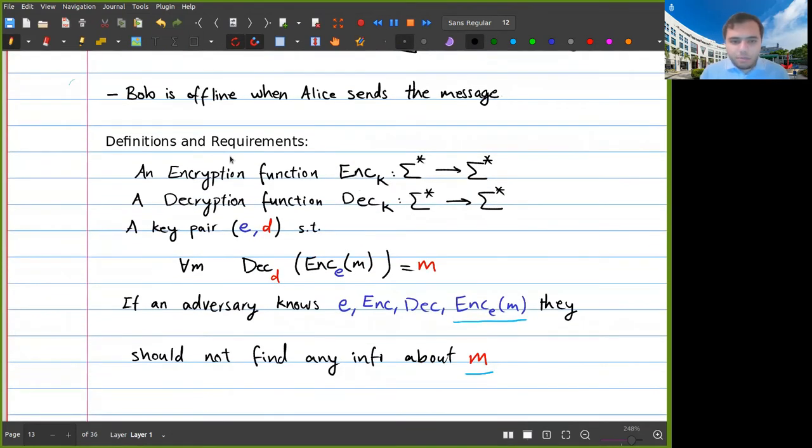And we basically formalized this. We said that we need an encryption function and a decryption function, and we need to have a key pair, and we need to have these properties. So we have to be able to decrypt an encrypted message and get the original message. This was the definition of a valid crypto system. And then we said that an adversary who knows the encryption function and the decryption function and also knows the encrypted message should not be able to find the decrypted message. Okay.